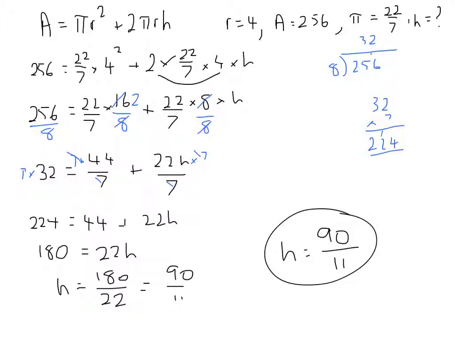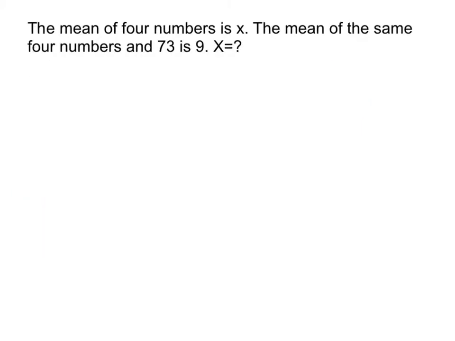Now let's move on to the next question. Next question we have here, the mean of 4 numbers is x, and the mean of the same 4 numbers and 73 is 9. So our 4 numbers could be a plus b plus c plus d, and if they're divided by 4, then it's equal to x.